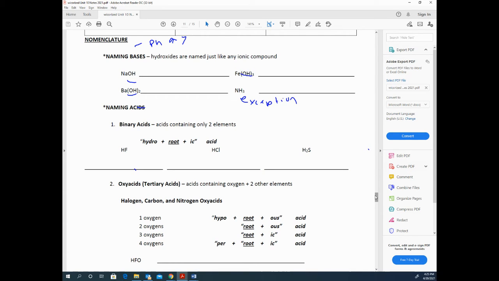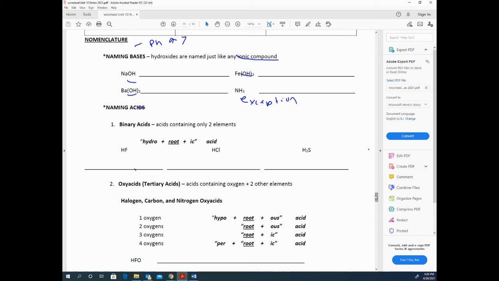So anytime you see these hydroxide ions, this is an exception to the rule. There's always at least one exception. But most of the time you're going to see those hydroxide ions, and that is what makes you know it's a base. Now, when it is a base, the rule is name them like any other ionic compound.